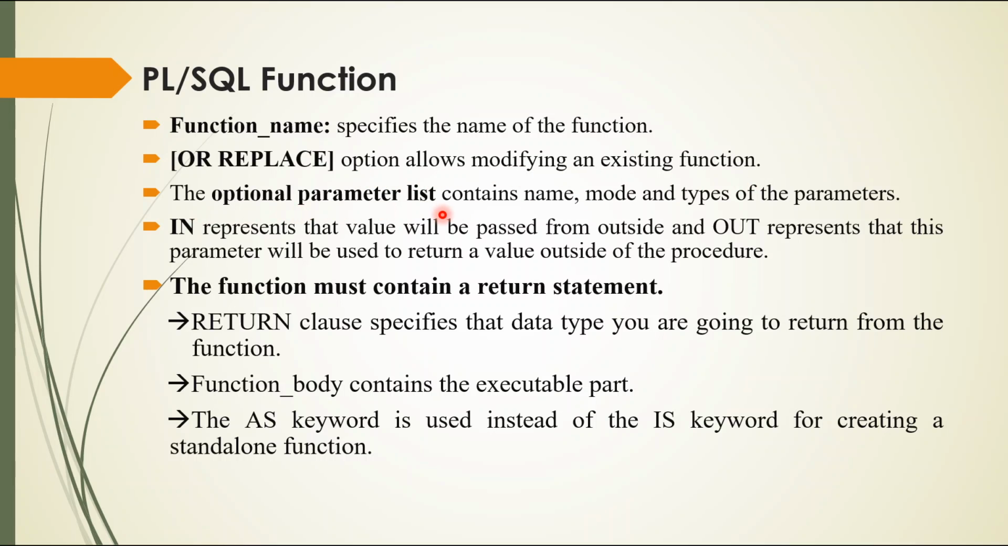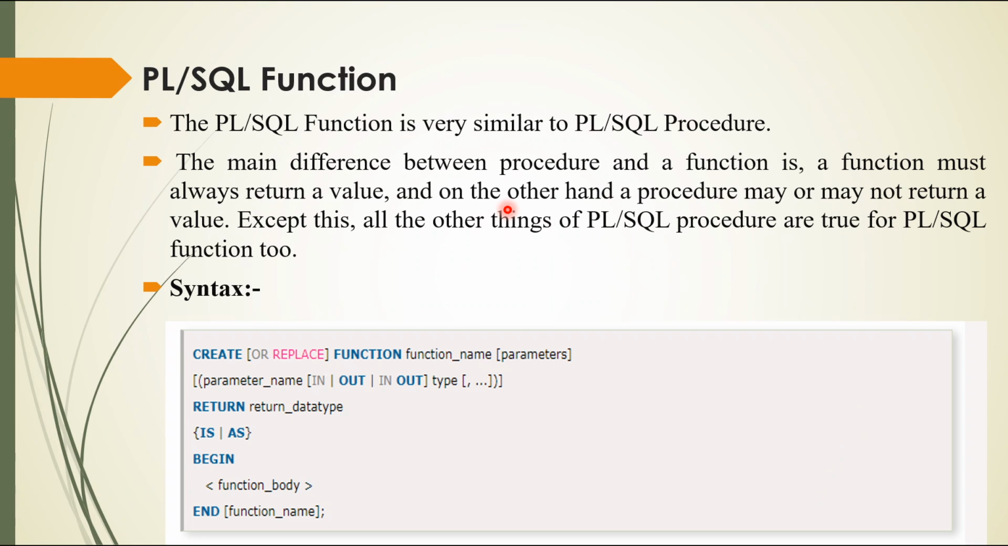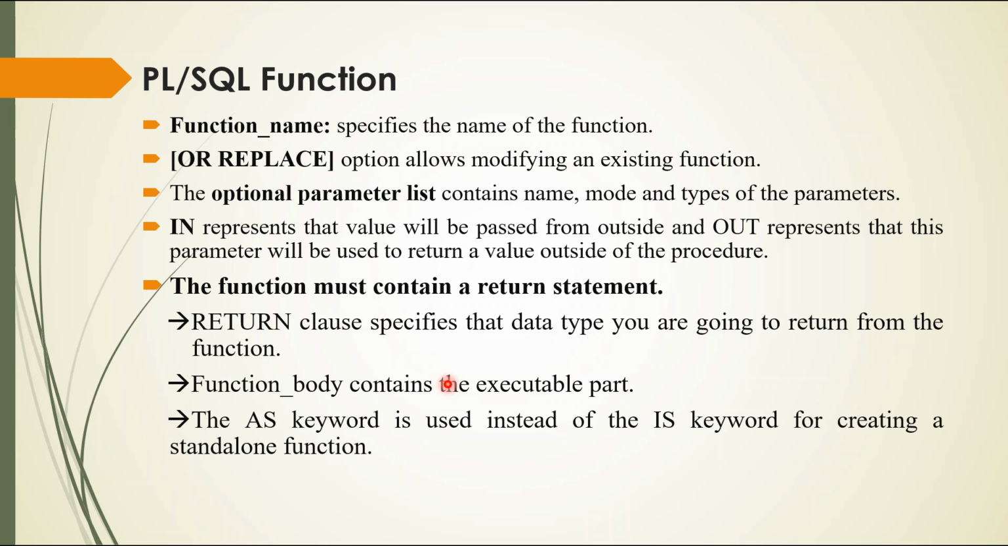The optional parameter list contains the name, mode and type of the parameter. In means the value will be passed from outside, and out means these parameters will be used to return a value outside of the procedure. That I have explained in the earlier lecture.